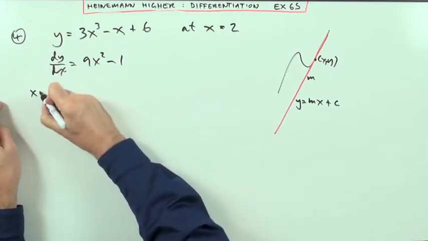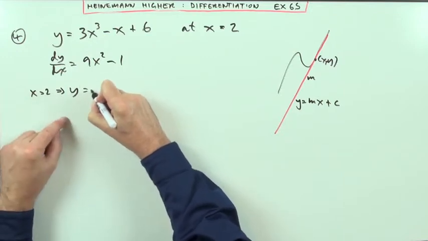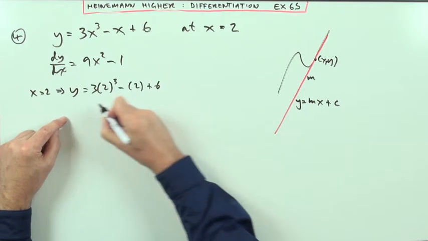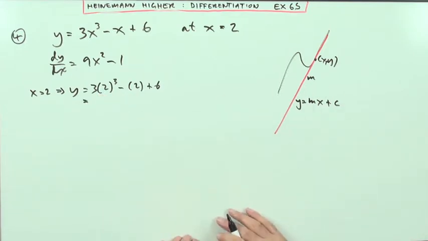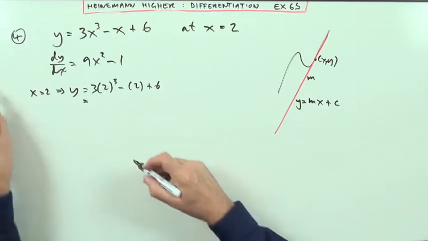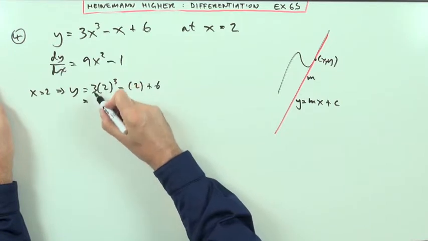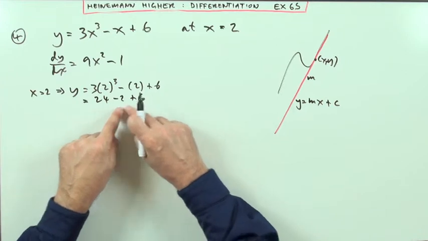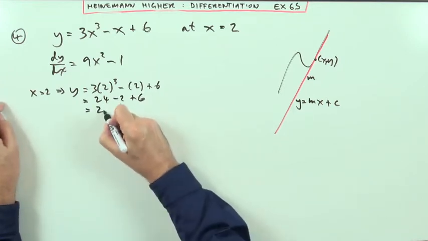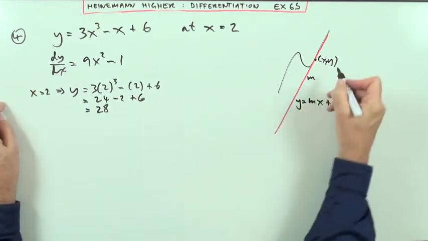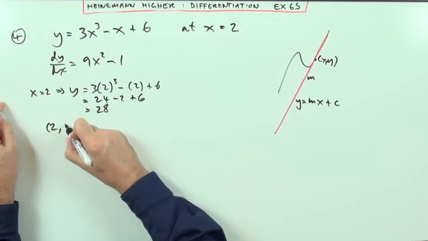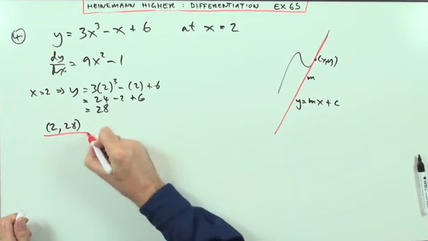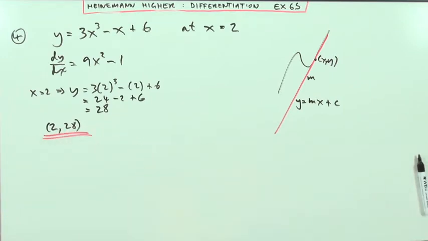So, do those. x equals 2 means y will be 3 times 2 cubed minus 2 plus 6, for which you could just use your calculator, I suppose. So you've got 2 cubed is 8, 3 8s are 24, minus 2 plus 6, 30 take away 2, so that's going to be 28, which means it's going through the point 2, 28, that's the first bit. So this tangent is definitely passing through that point.